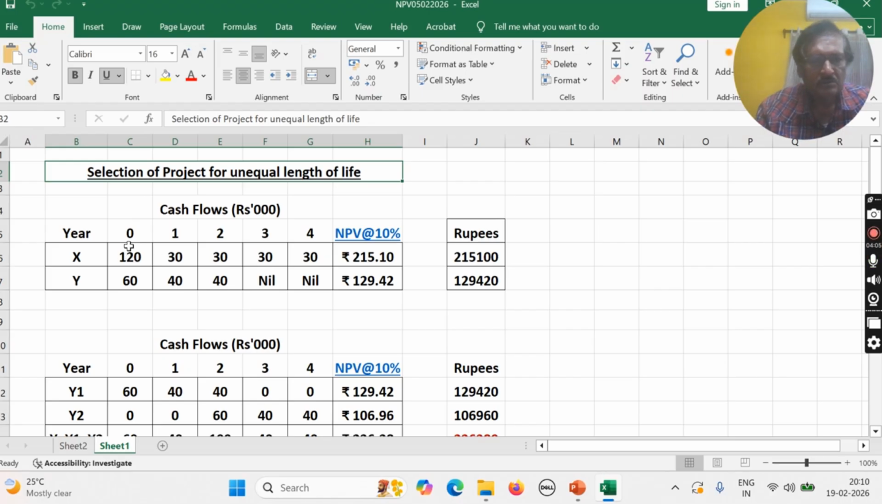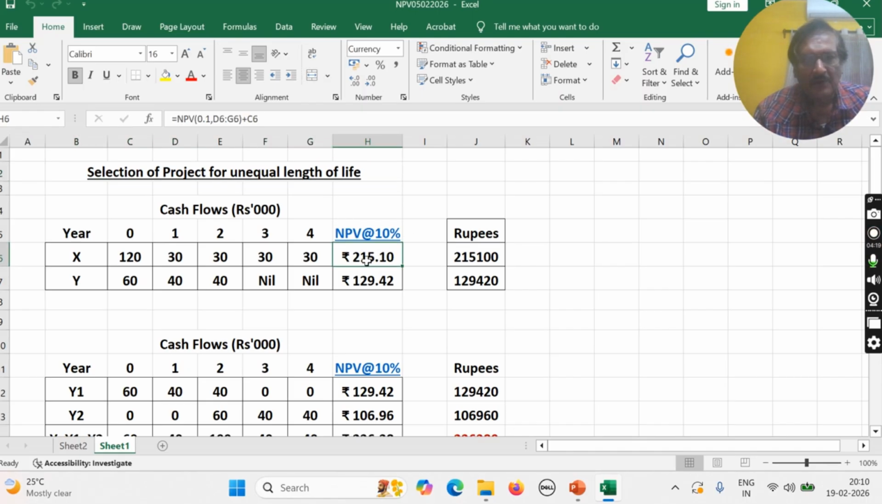So we have to find out the total investment required for this project at present value, and this is calculated here. The formula used, it is easy in Excel sheet to find out the present value. This is equal to NPV, net present value, 10% discount rate. You can check the formula D6 to G6. D6 means this is the first year to G6, and this is the present value plus the initial outflow, plus C6. In this way we have calculated 215.10, that is rupees 2,15,100 at the present value or present cost for project X.